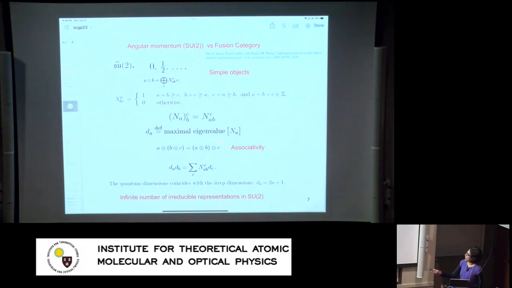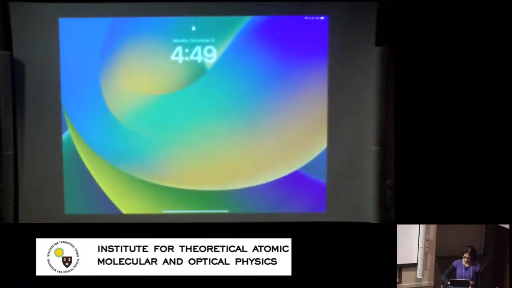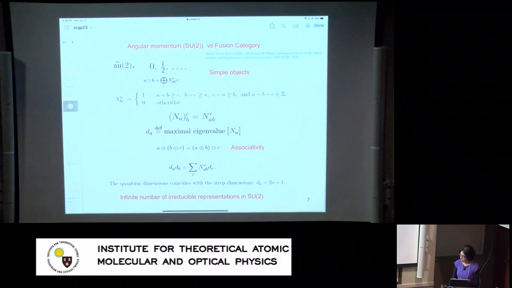And moreover, you have the associativity rule that is obeyed, which is that if I'm fusing three spins, the answer doesn't depend upon whether I fuse B and C and then fuse A, or whether I fuse A and B and then fuse C. And moreover, this associativity condition gives you these relations between the quantum dimensions of the simple objects A, B, and C.